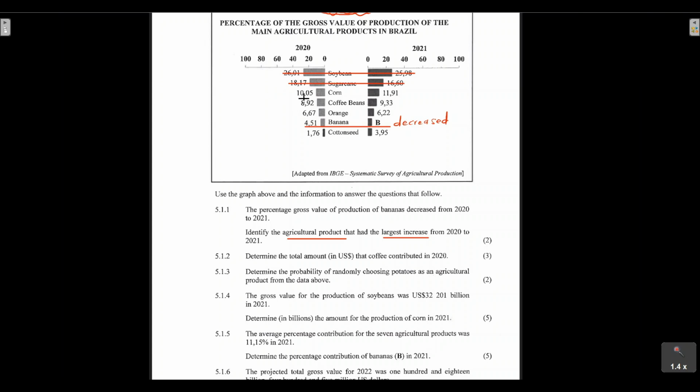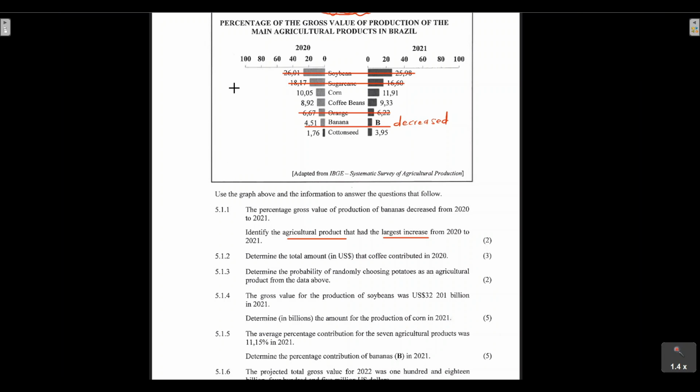The corn, 10.05 to 11.91. It was an increase. We're not going to scratch it out. The coffee beans, 8.92 to 9.33. It was an increase. We're not going to scratch it out. The oranges, 6.67 to 6.22. It was a decrease. We're going to scratch that out. It's not going to be relevant for this question. The cottonseed, 1.76 to 3.95.